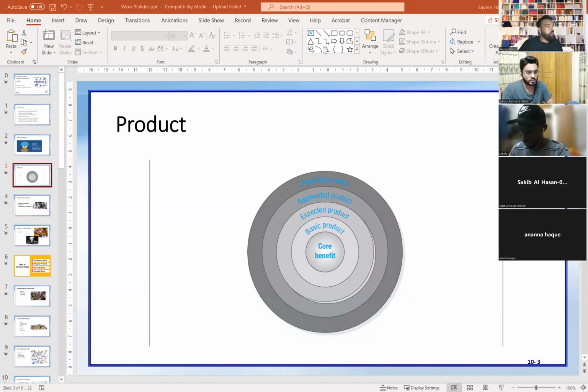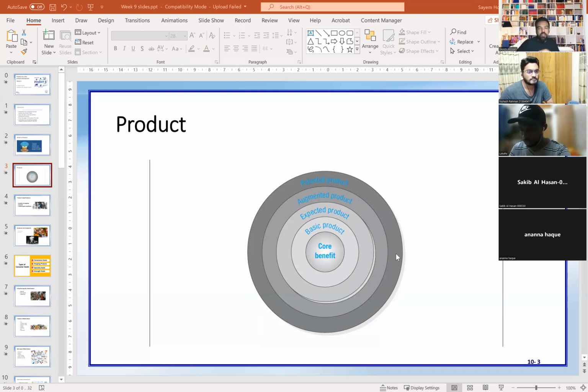So, sir, if I talk about a smartphone, the core benefit will be that we can communicate via calling. That will be the core benefit. But the potential product, the outer level, can be something else, like watching YouTube or other entertainment purposes. Yes, we'll come back to the example. Let's first try to understand each of these classifications.